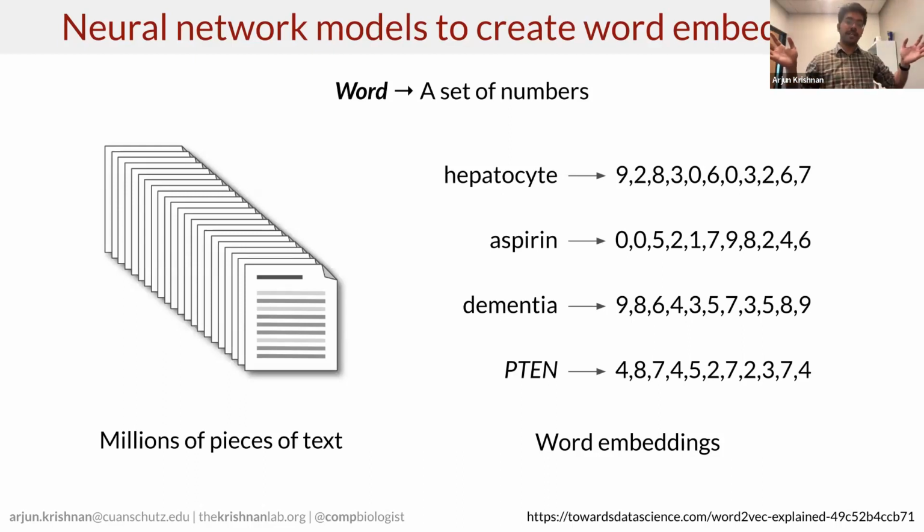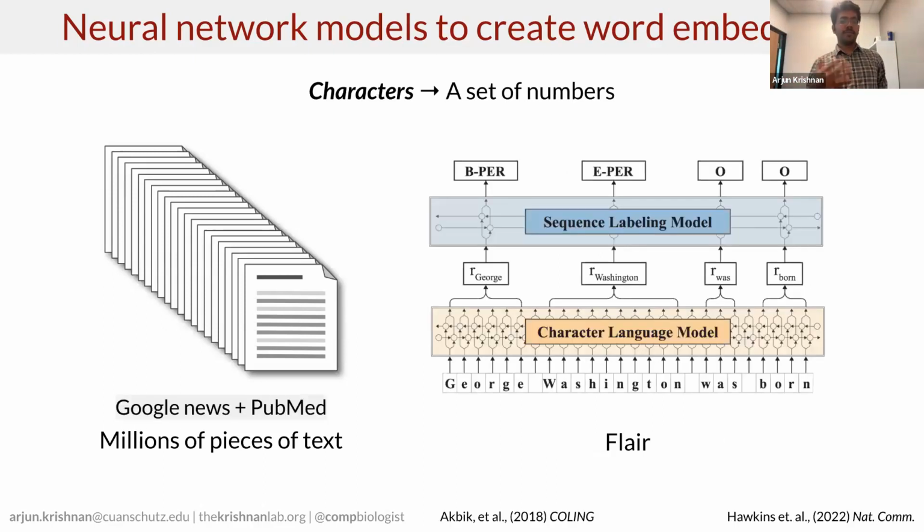For example, all the text on the internet or all biomedical papers, and then figure out a way to represent every word or every phrase as a set of numbers, so that if two words mean similar things, you can more or less be guaranteed that they will have very similar numerical representations. And vice versa is also true. In the publication that we had a year ago, we used a different model. It's called FLAIR.